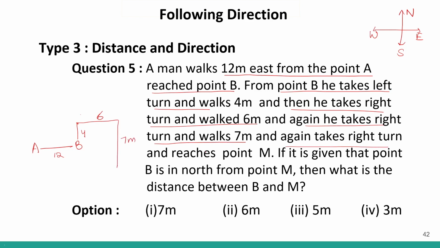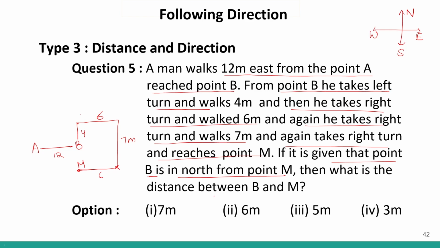And again he takes a right turn, again another right turn, and reaches point M. So we are not given the direction or how much distance he traveled. We just know that he is walking towards this direction to reach point M. Now it is given that point B is in north from point M. So point M will be exactly below B. This will be point M. So this distance will be 6, right?